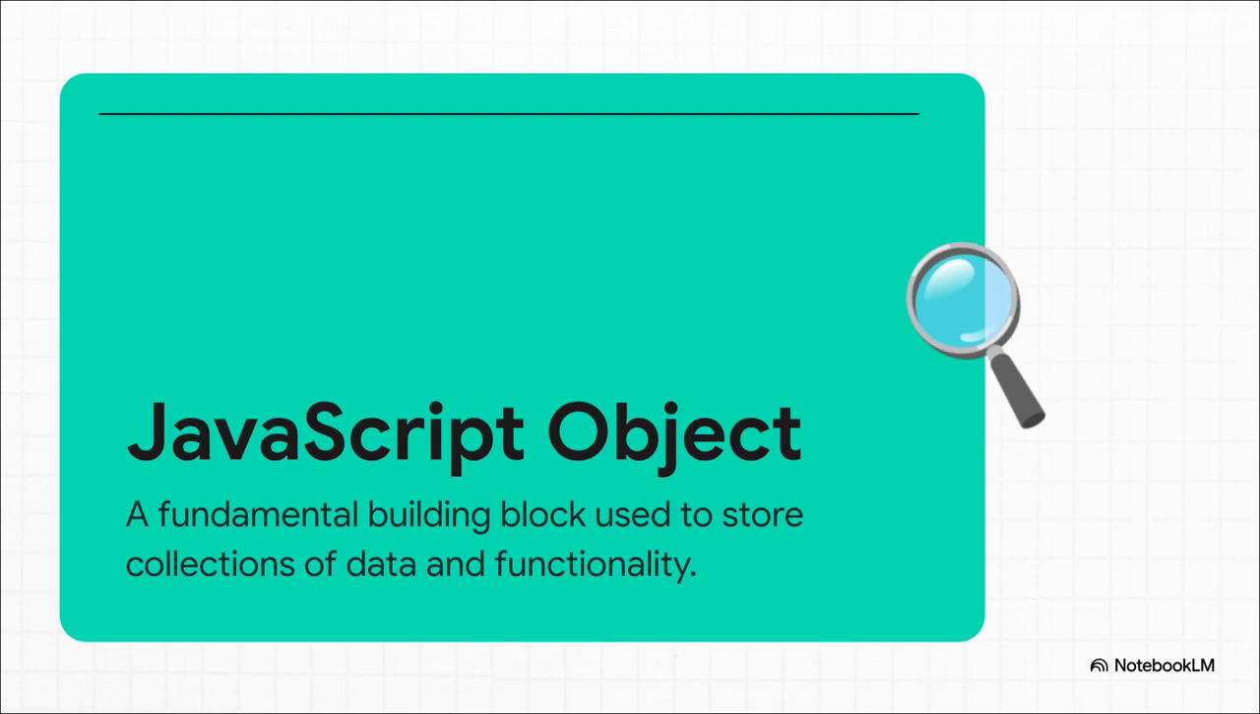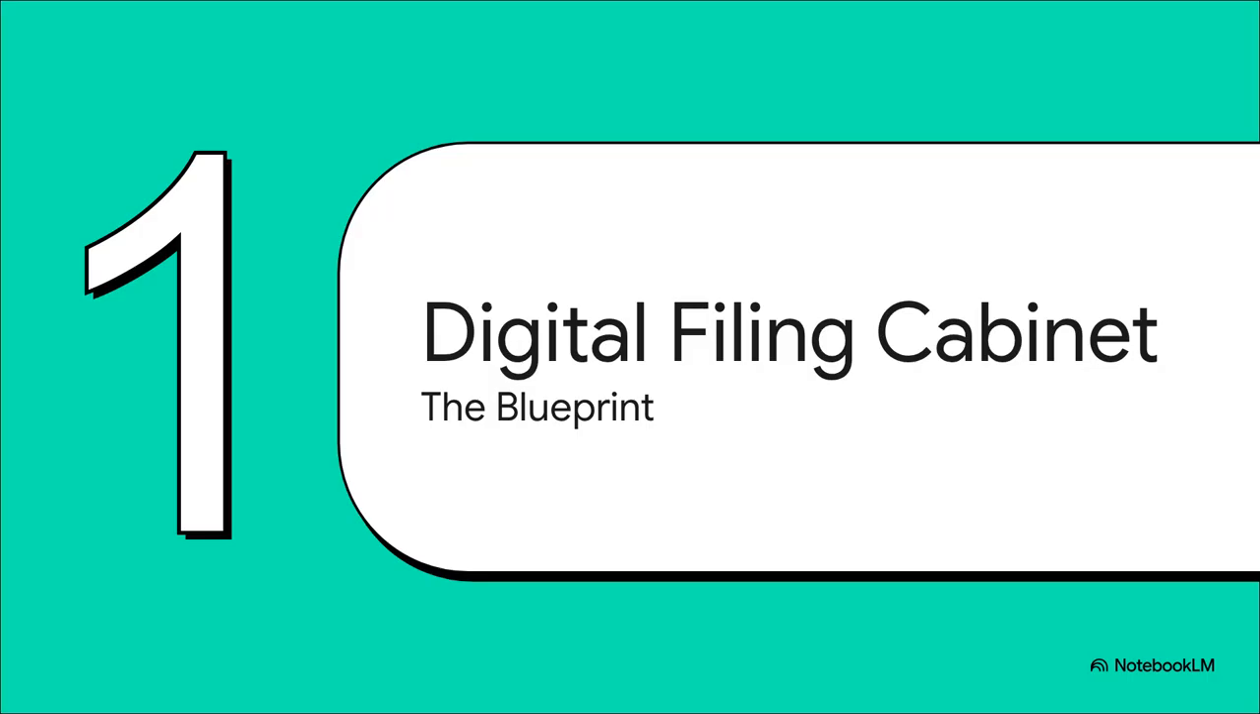And that's really all an object is at its core. It's a container. The best analogy, honestly, is a digital filing cabinet. Each drawer holds a specific piece of information, which we call a property. And some of those drawers might even have little tools or actions inside, which we call methods. Okay, so let's crack open that filing cabinet and take a look at the most basic blueprint for our data. This is ground zero for objects, the classic object literal.